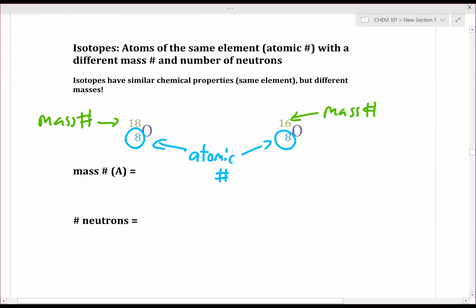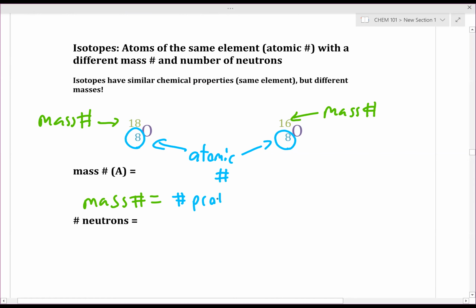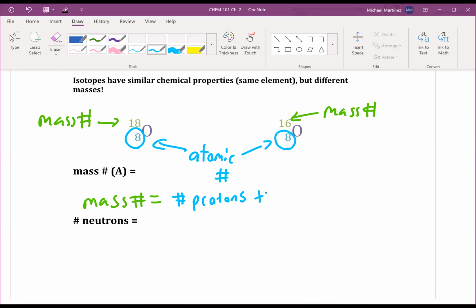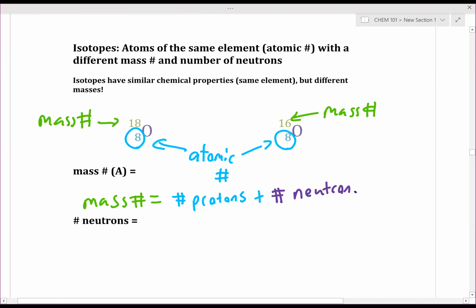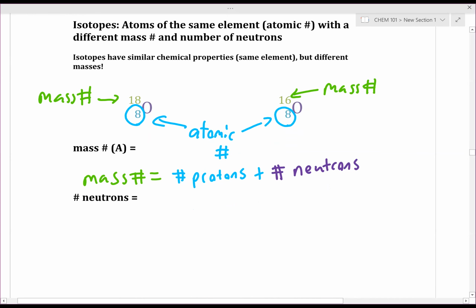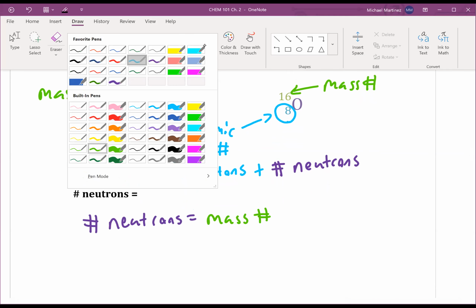Now, as we discussed previously, the mass number is equal to the number of protons plus the number of neutrons. So then, if we have the same atomic number and different mass numbers, what must differ? What's different between these two atoms? Neutrons. They have different numbers of neutrons. So just to showcase that, to calculate the number of neutrons, all you do is you take the mass number and then from that you subtract the number of protons.